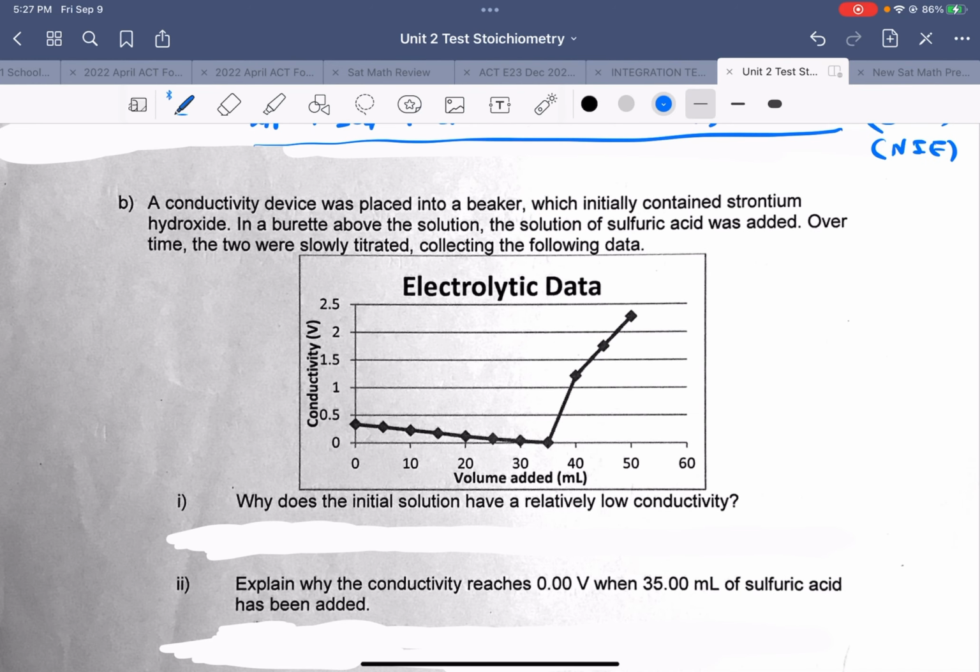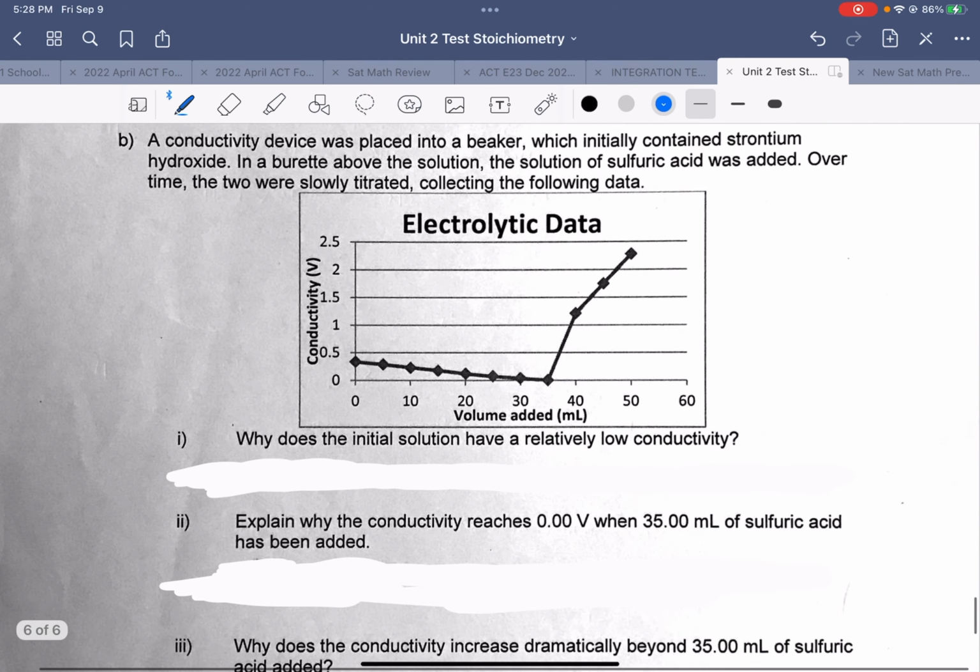A conductivity device was placed in a beaker which initially contained strontium hydroxide, with a burette above the solution. The solution of sulfuric acid was added. Over time, the two slowly titrated, and we collected the following data. So if you see that, the electrolytic data has conductivity on the Y axis and volume on the X axis.